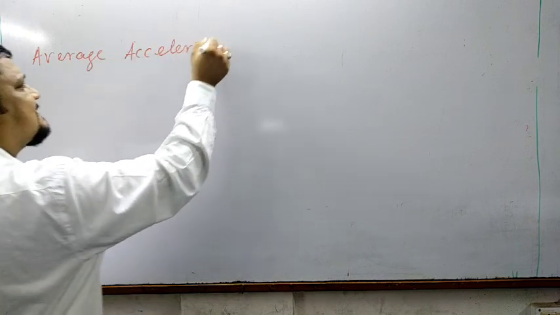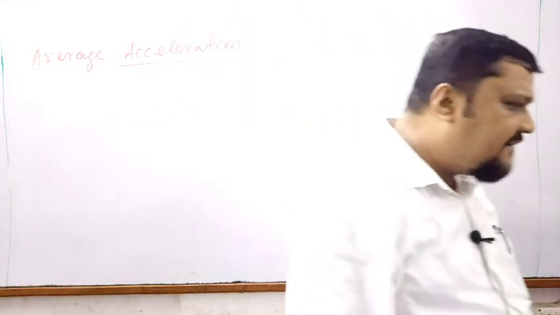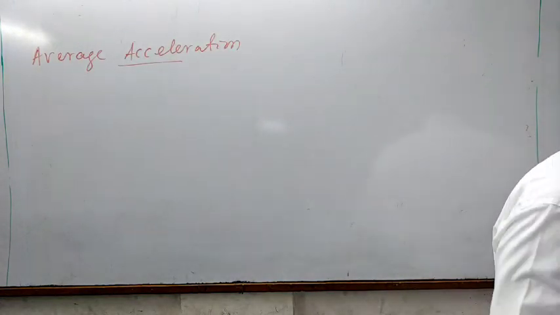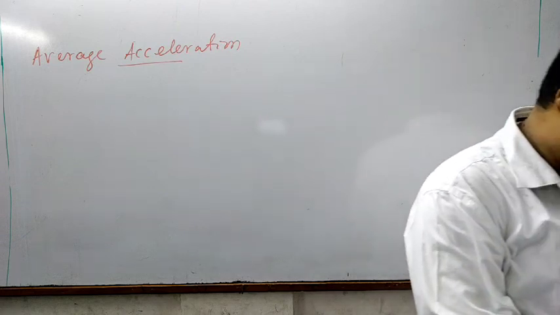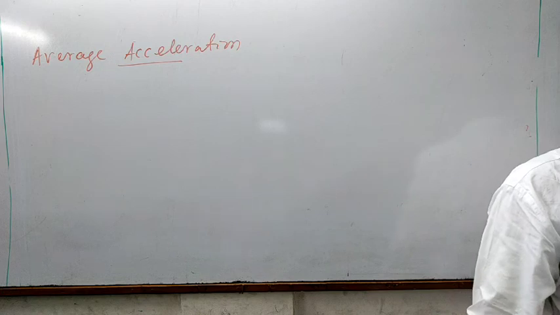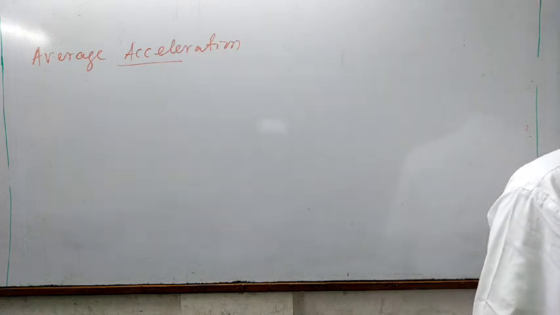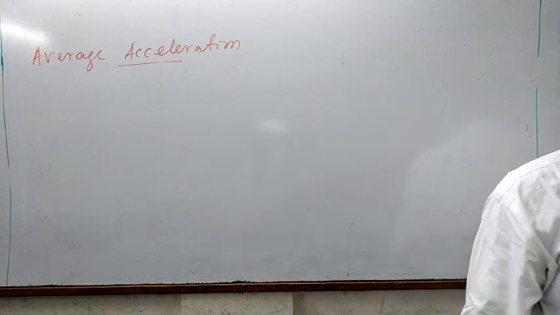So what is this average acceleration? For an object moving with variable velocity, the average acceleration is defined as the ratio of the total change in velocity of the object to the total time interval taken.